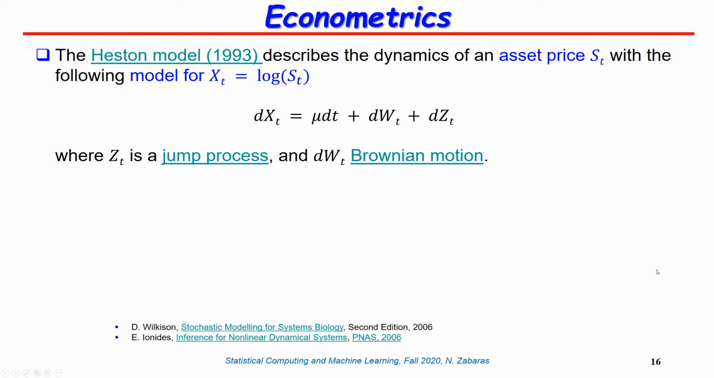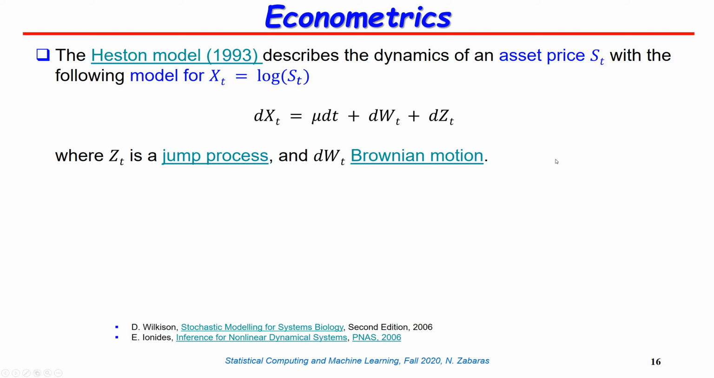All right, so let me move to an example in econometrics. If you look, for example, at how a stock price changes, let's call the stock price S_t, and we're going to write down a model for the log of S_t, and I call the log of S_t here X_t. So dX_t is written as mu times dt plus dW_t plus dZ_t, where Z_t is a jump process and W_t is a Brownian motion.